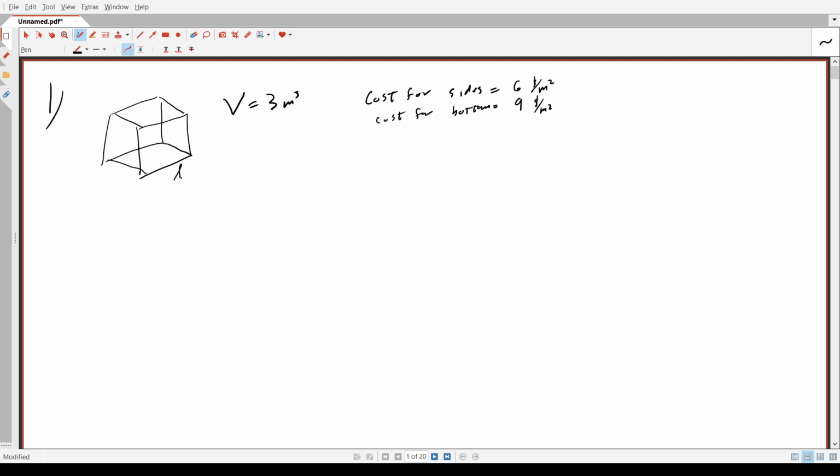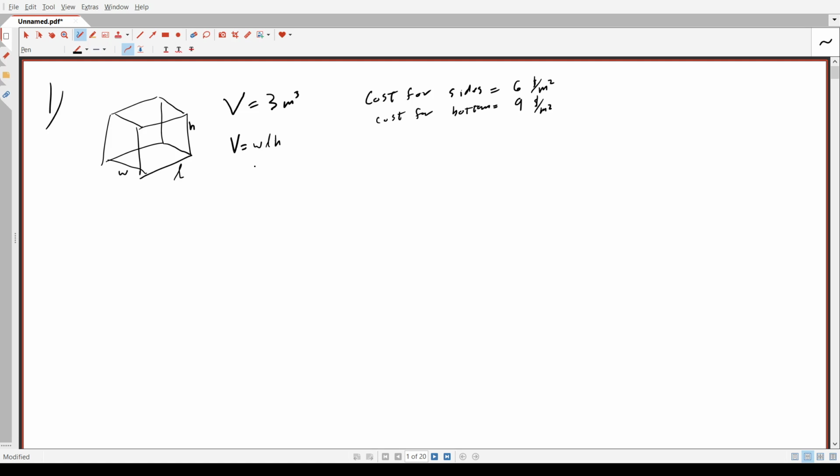So let's call this the length, and this is the width, and this will be the height. Right, an open box. Yeah, okay. And this is the height. Okay, so real quick, what do we know? We know that volume is equal to width times length times height.